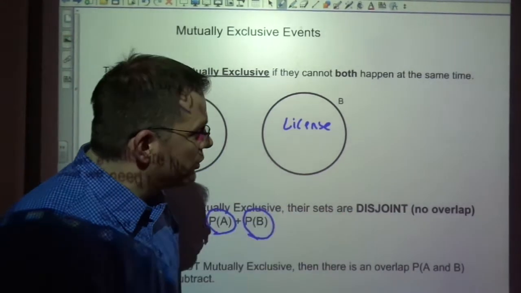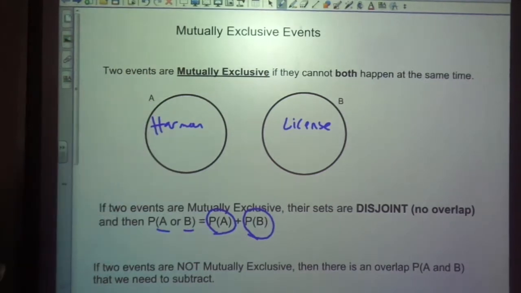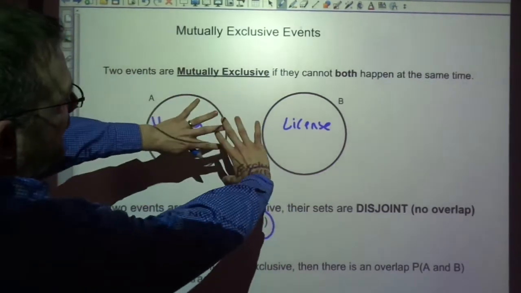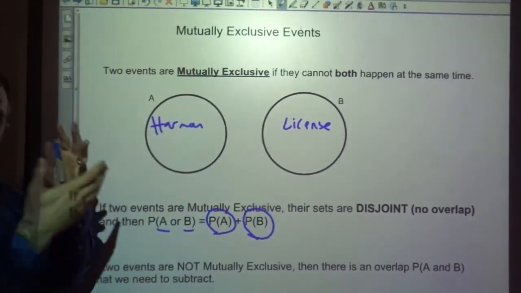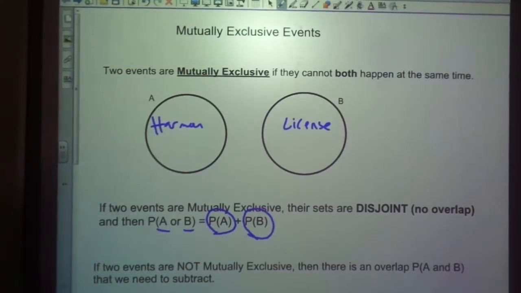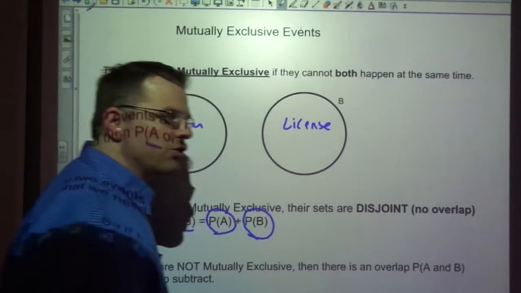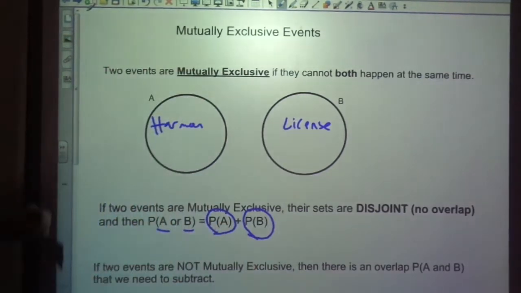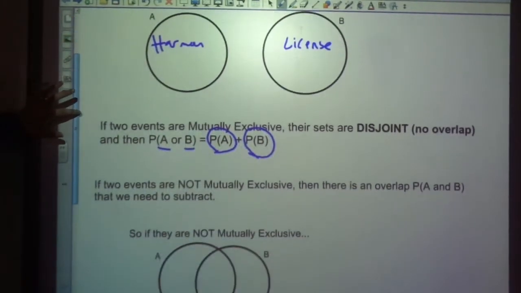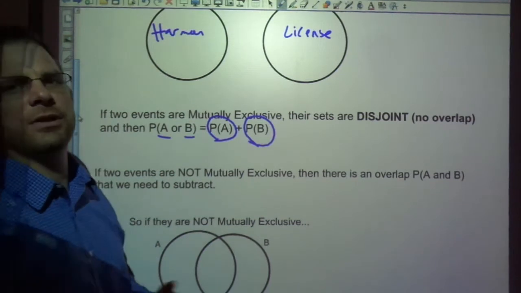The word disjoint is another word for mutually exclusive. It means that there is no overlap. These are two separate things. They cannot both happen together at the same time. Okay, we can't be both tall and short at the same time. We can't be two different things that cannot coexist.